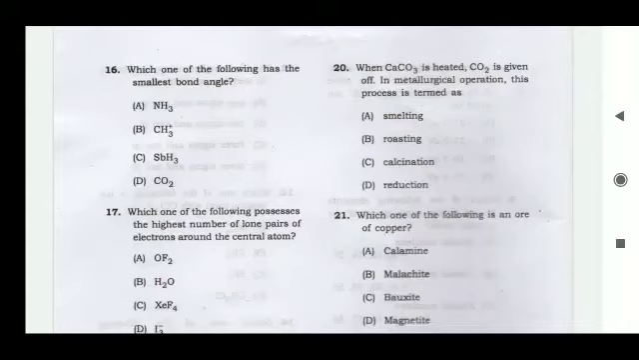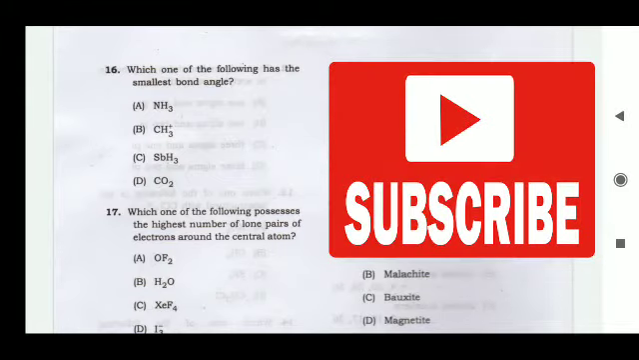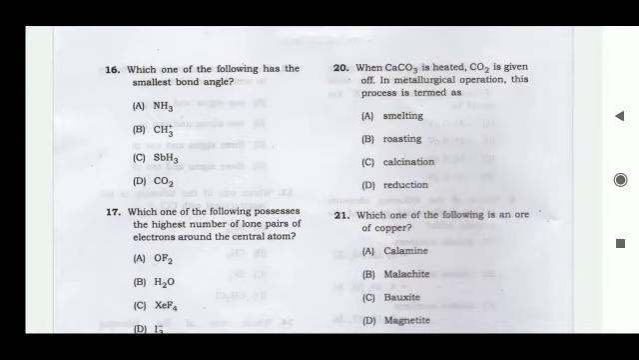In this video, we will discuss 15 more questions from APSC Chemistry paper 2015, and we'll start from question number 16. Question number 16 is, which one of the following has the smallest bond angle? So remember, bond angle is related to the hybridization.